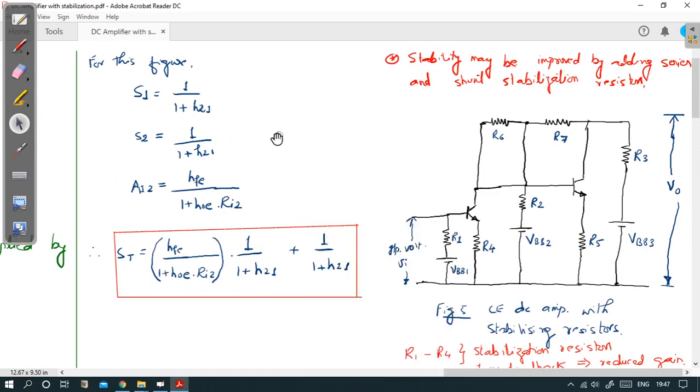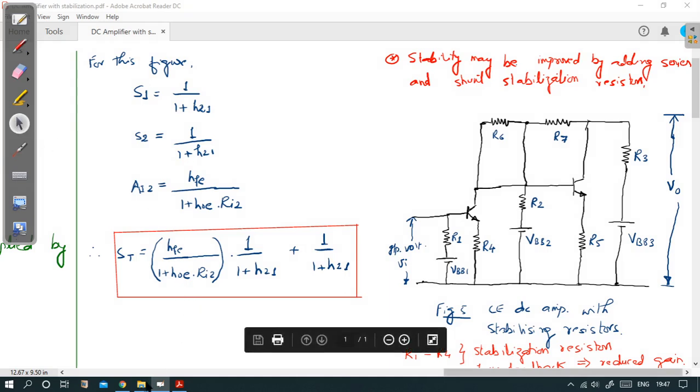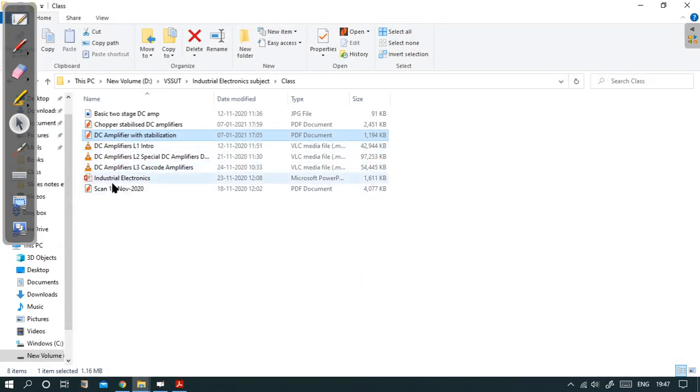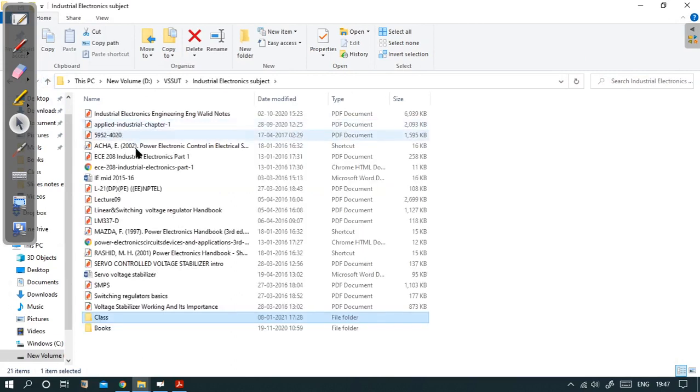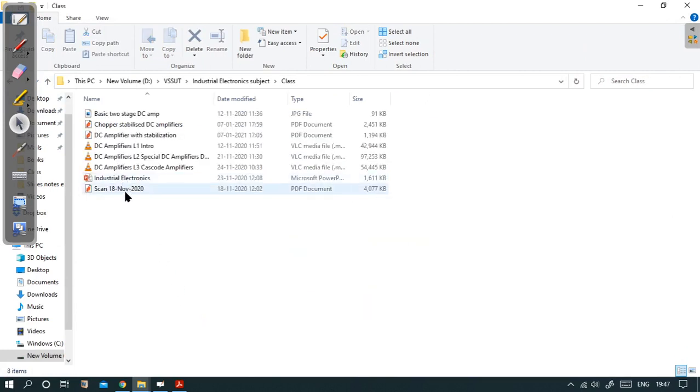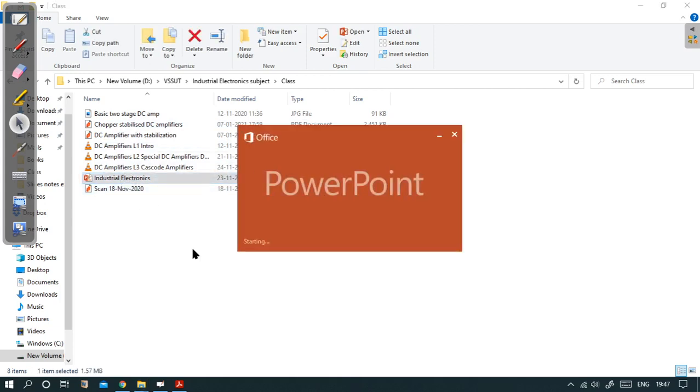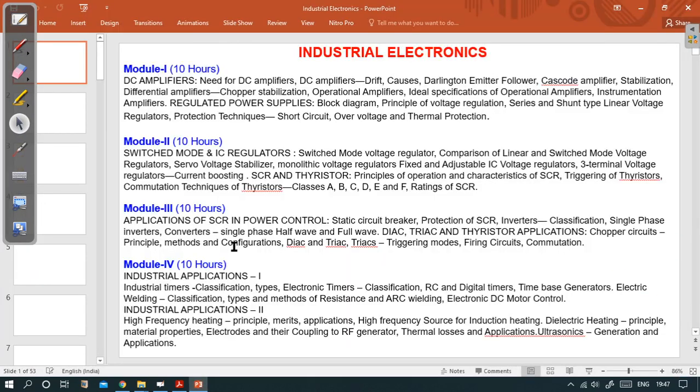So for the figure, that was the basic DC amplifier. If I can draw it, it was something like this. Let me show you that. Let me show you the diagram for the basic DC amplifier with which we had actually started.